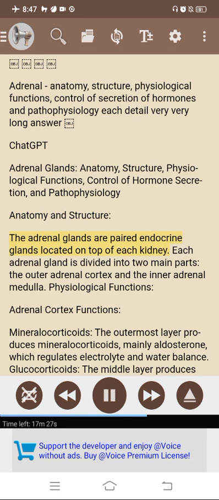Anatomy and structure. The adrenal glands are paired endocrine glands located on top of each kidney. Each adrenal gland is divided into two main parts, the outer adrenal cortex and the inner adrenal medulla. Physiological functions. Adrenal cortex functions. Mineralocorticoids. The outermost layer produces mineralocorticoids, mainly aldosterone, which regulates electrolyte and water balance.